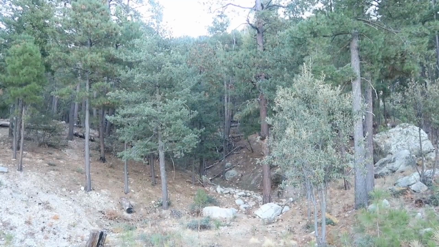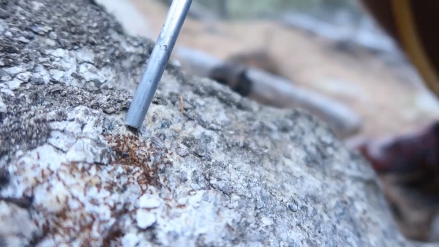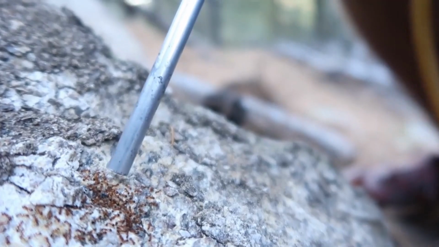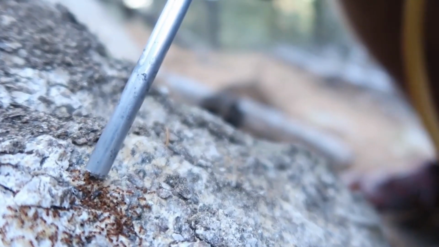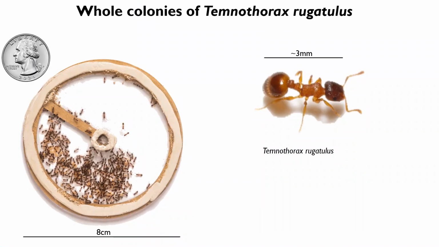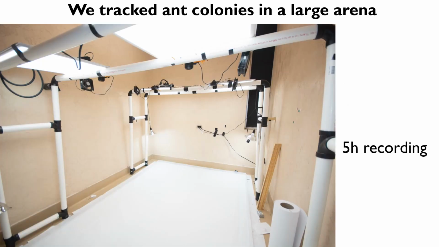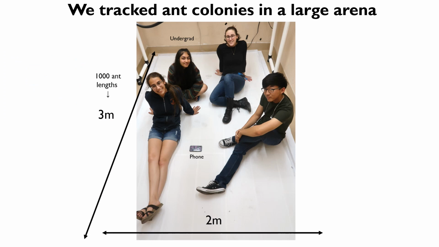And to answer this kind of question in ants, I took whole colonies of Temnothorax rugatulus from the wild, and I placed them into such artificial nests, which I then in turn placed into this arena. I let all ants explore the arena freely for 5 hours and recorded their movements. This is a huge arena, and here are undergrads for scale.